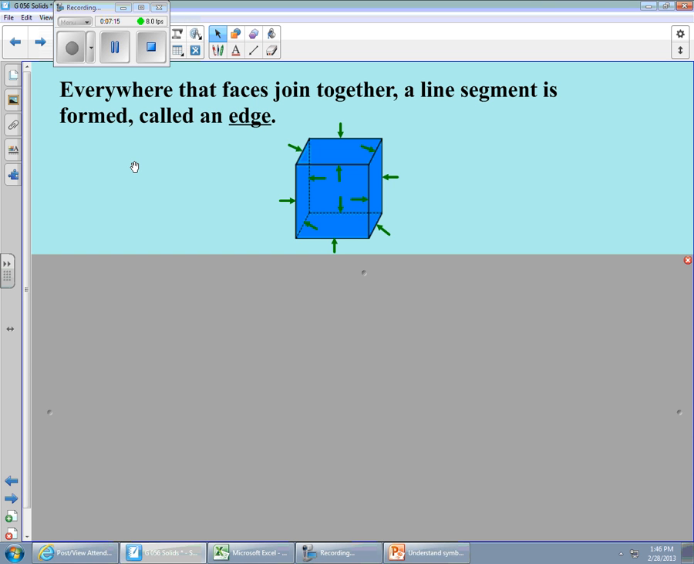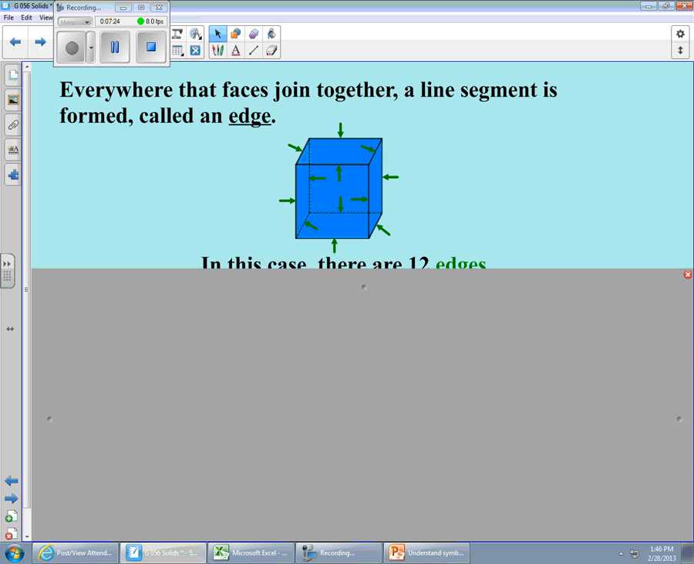Anywhere two polygons join together, a line segment is going to do the joining, and those line segments are called edges. The number of edges in a particular solid will vary directly upon what kind of shapes the solid is built out of. It is possible that a shape can have 12 edges like this one does. It could have more edges than that. It could have even as few as 2 edges or even 1 edge, or even some shapes that we'll see that don't have any edges at all. So it just depends upon the particular shape and how it's constructed. But those are your edges.